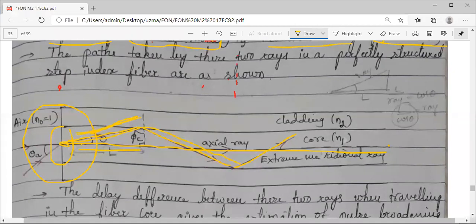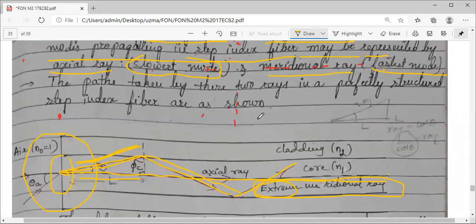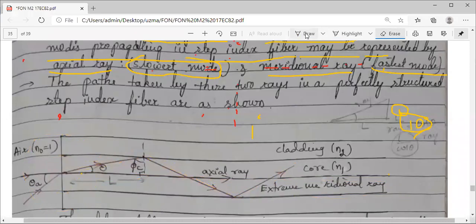So the fastest mode is what? We call it the meridional ray, the extreme meridional ray. Why am I using the term extreme? I gave you the example of a train. The engine is number 1 and the last compartment is 10. So extreme means the last one, which takes more time. So that is your extreme meridional ray. In order to find the pulse dispersion, we need to find the delay differences between these two rays.